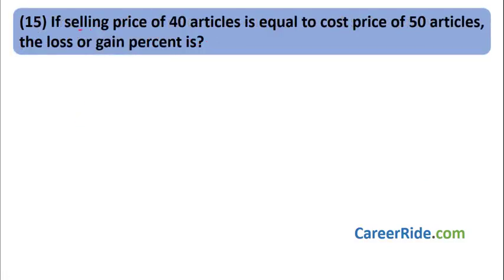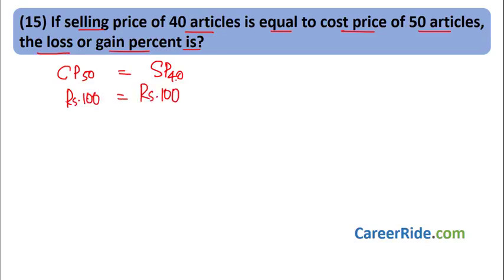Question number 15. If selling price of 40 articles is equal to cost price of 50 articles, the loss or gain percent is, now what have they given? Cost price of 50 articles is equal to selling price of 40 articles, right? This is again easy. Let's see how. We do not know the actual value. So what we'll do is, let us assume that the cost price for 50 articles is rupees 100. So selling price of 40 articles will be rupees 100, correct?